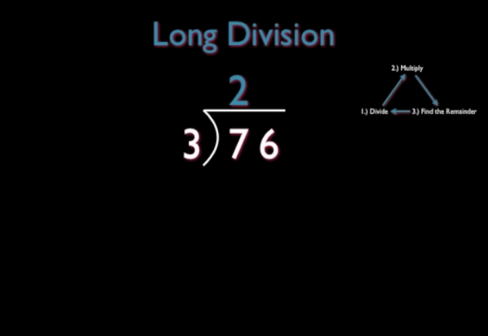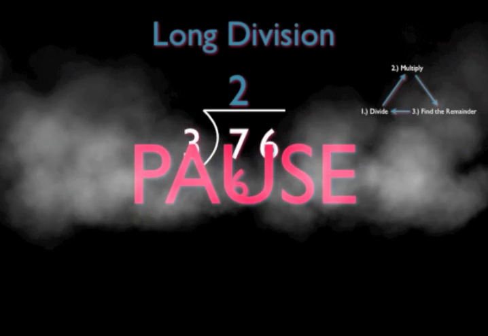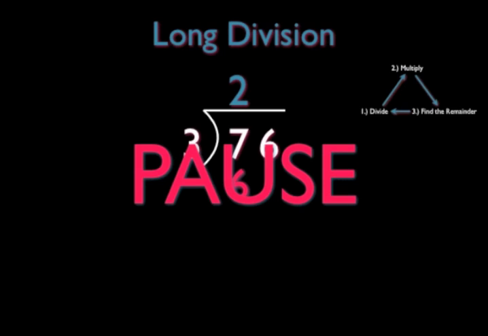Alright, what did you do for the next step? I took 2 times 3, and I got 6. I put it right underneath the 7. Alright, second step is done. So here's the third step. No. You show me the third step. Pause your movie now.